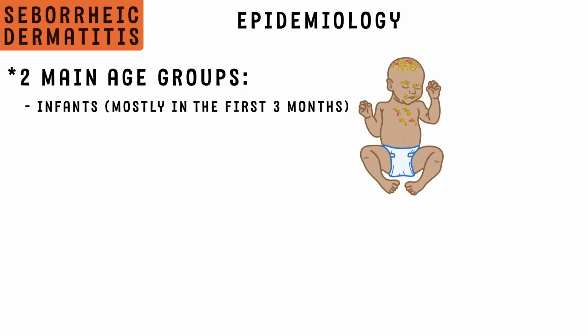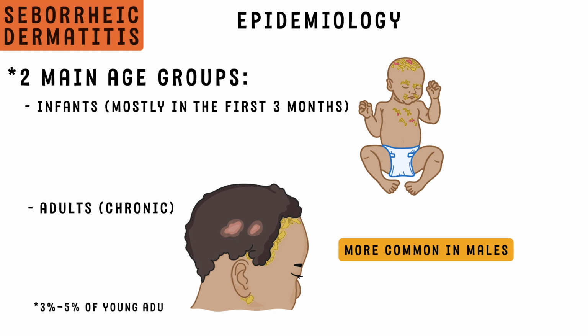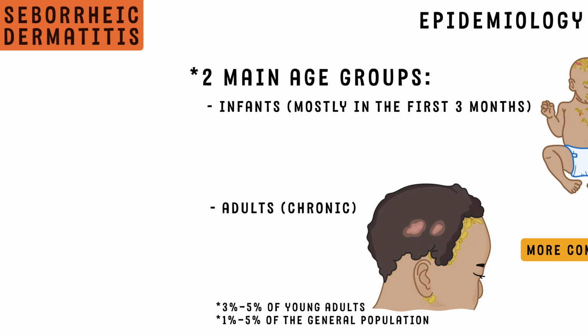Seborrheic dermatitis affects two main age groups: infants, mostly in the first 3 months, and adults. It is more common in males at all ages and doesn't depend on race or spread from person to person. About 3 to 5% of young adults and 1 to 5% of the general population have it, but many more people may get it at some point in their lives.